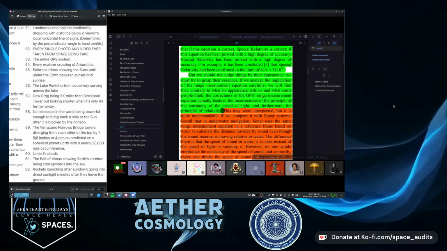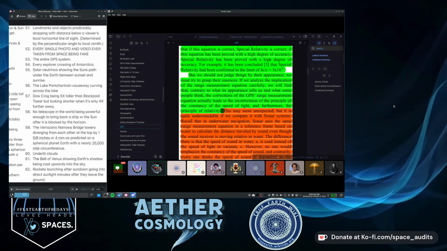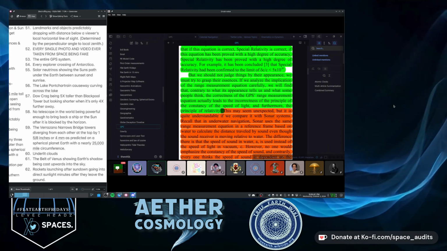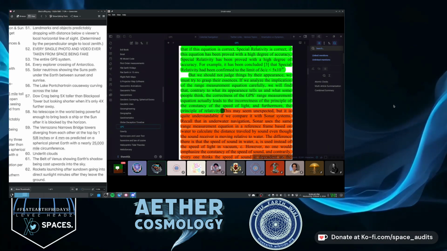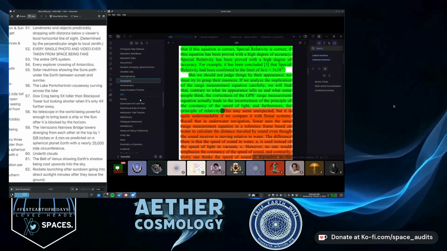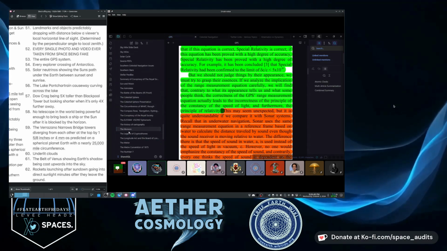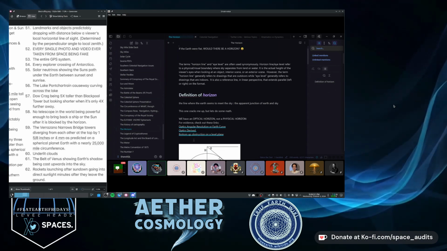Nice. All right. So 51 is landmarks and objects predictably dropping below the viewer's local horizon, which we already covered. And then 52, we have every single, all caps, every single photo and every video taken from space being fake.